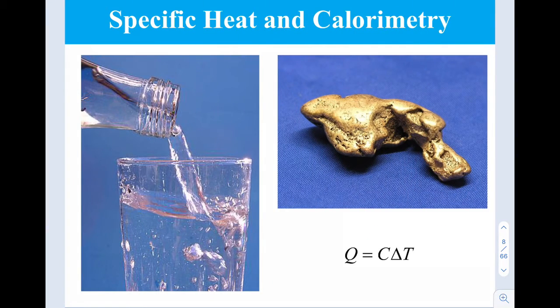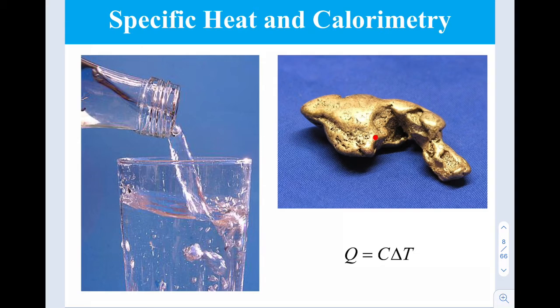Specific heat and calorimetry. This is subtopic 19.2. So if a system consists of a sample of substance, let's say for this case water, for this case copper, this system and this system will have a different amount of energy needed to raise the temperature of the substance. It depends on the amount of the substance as well as the type of the substance. For example, if we want to raise 1 kilogram of water by 1 degree Celsius, we need 4186 joules of energy to do so.